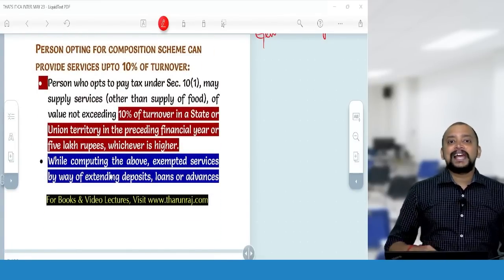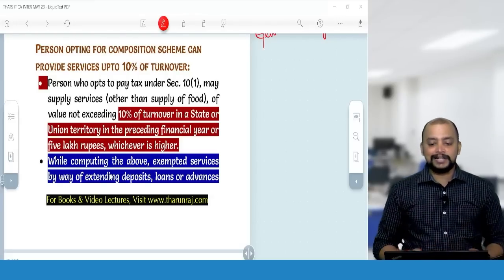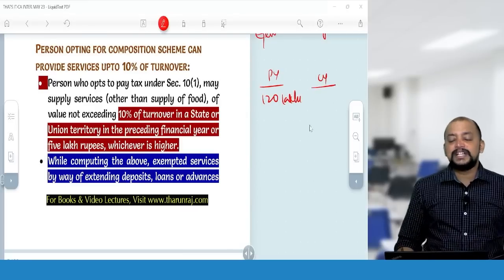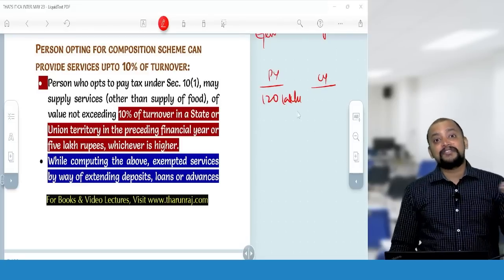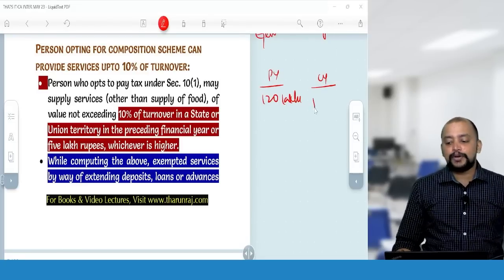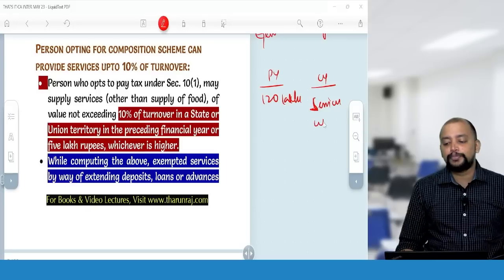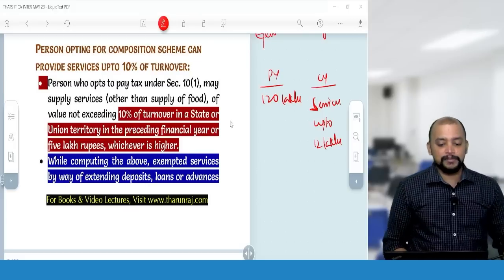Then, a person opting for composition scheme can provide service up to 10% of the turnover, or 5 lakhs, whichever is higher. For example, if my previous year aggregate turnover is 120 lakhs, then during the current year, how much can I provide in services? 120 lakhs into 10%, that is 12 lakhs, or 5 lakhs, whichever is higher. So I can provide services other than supply of food up to 12 lakhs, and still I can be in composition scheme.